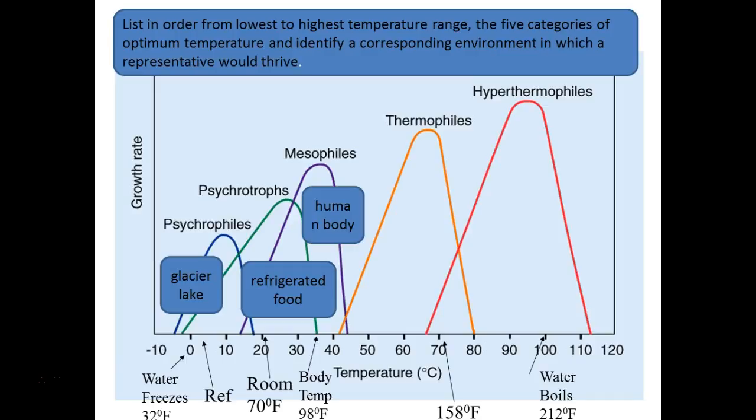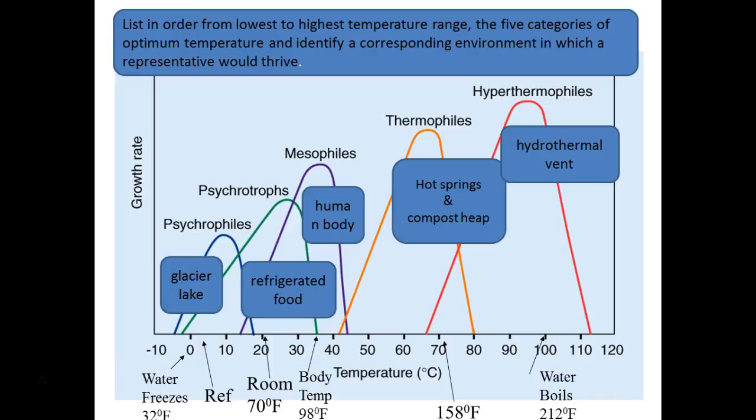Mesophiles is human body temperature. So these are all the pathogens that grow inside of us, right, are mesophiles. Thermophiles are things that you would see in those hot springs and a compost heap. This is really high temperature, 158 degrees Fahrenheit. That's hot. We don't really have to worry about these guys being pathogenic for us because we're too cold. And hyperthermophiles, these are in hydrothermal vents where volcanoes are erupting under the ocean. They've actually found microorganisms that can grow at that very high temperature. And they don't melt and fall apart.